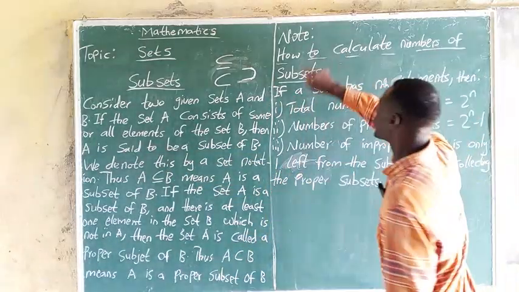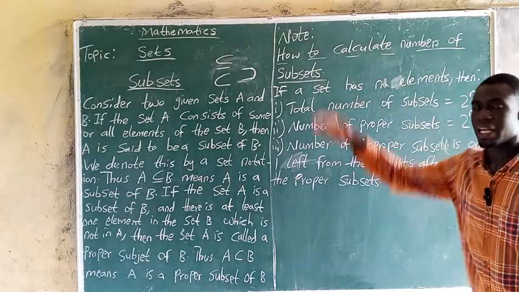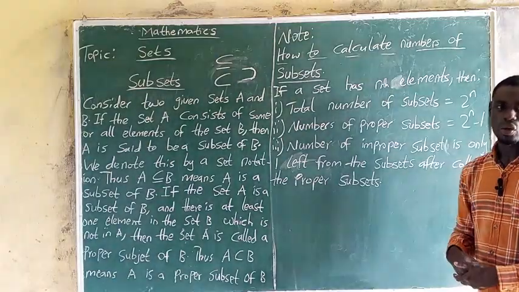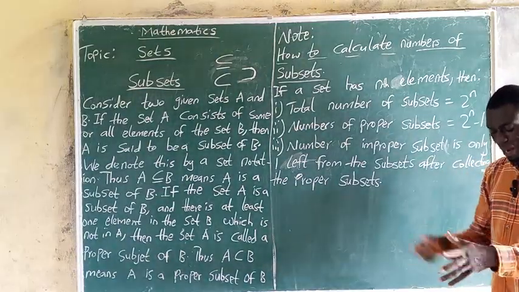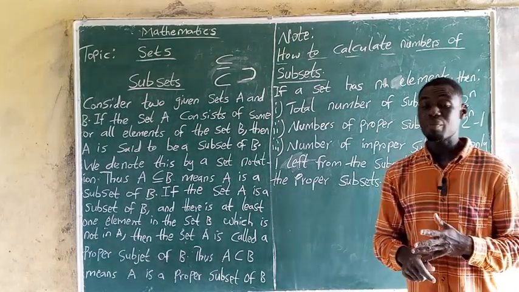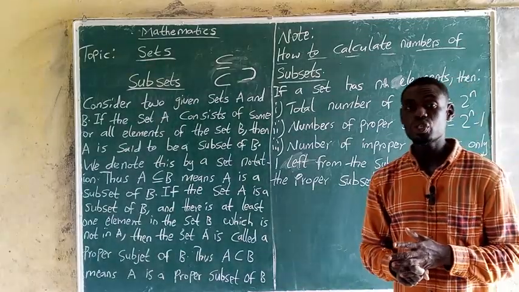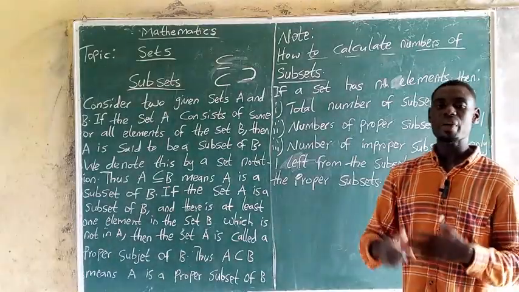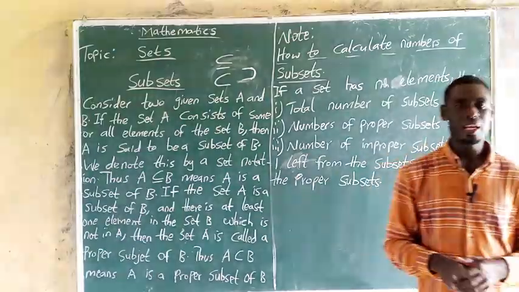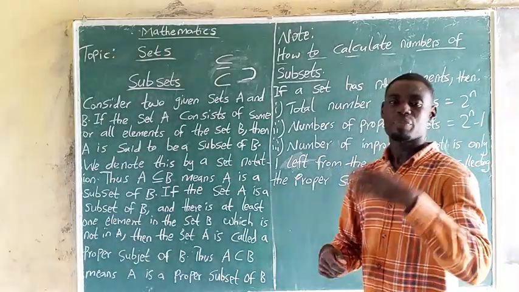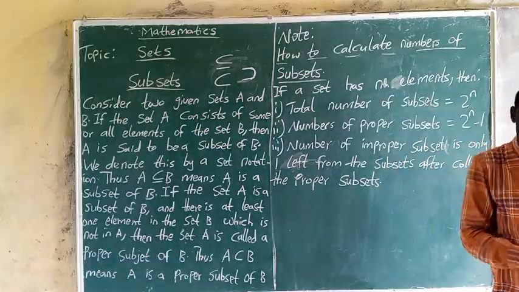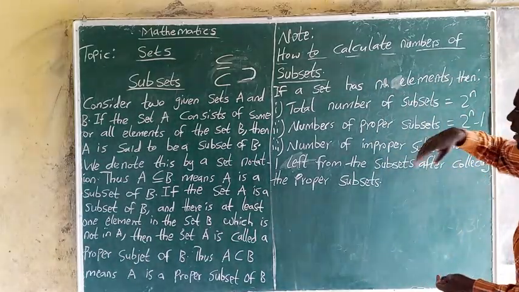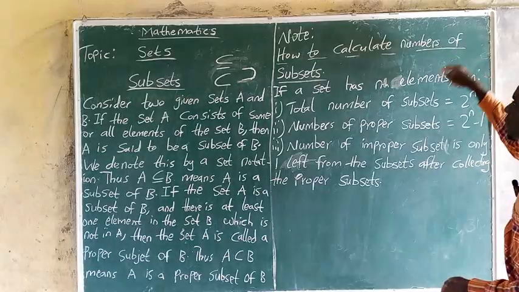Note how to calculate numbers of subset. I'm going to teach you how to calculate the numbers of subset, because in each of the sets we have different breakdown, different branches. A mother can give birth to 2 children, 3 children, 1 child, 10 children. So how can we calculate a mother that gives birth to 2 children? How can we calculate a mother that gives birth to 3 children? Those children too can still give birth again, called grandchildren. So I'm going to teach you that aspect. Well, let's proceed.